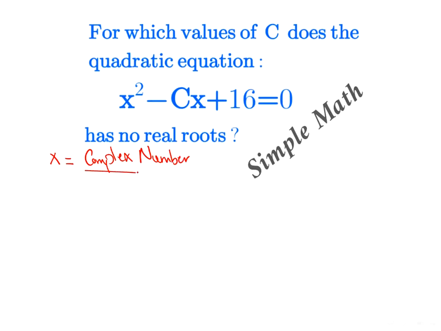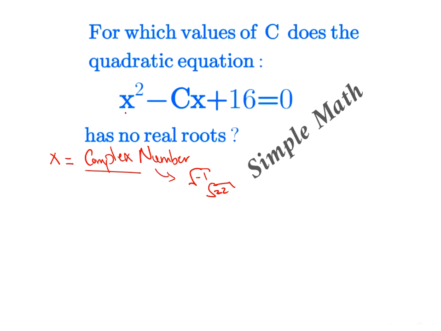What is a complex number? It is a number that contains a negative under the root, for example the square root of negative 1 or negative 2. So in order for this equation to have no real roots, the x must be equal to a number that contains a negative under the square root.